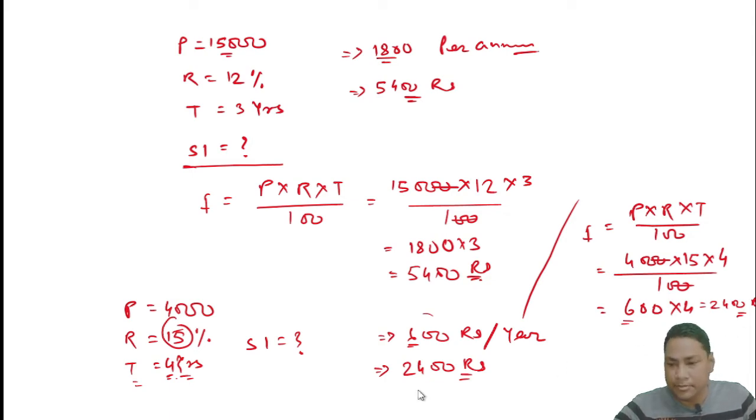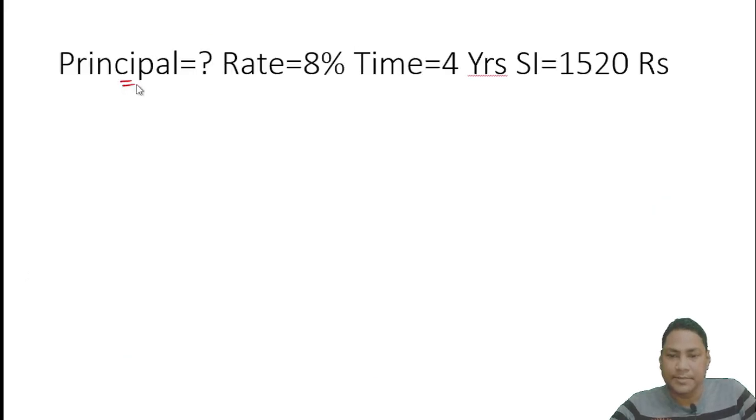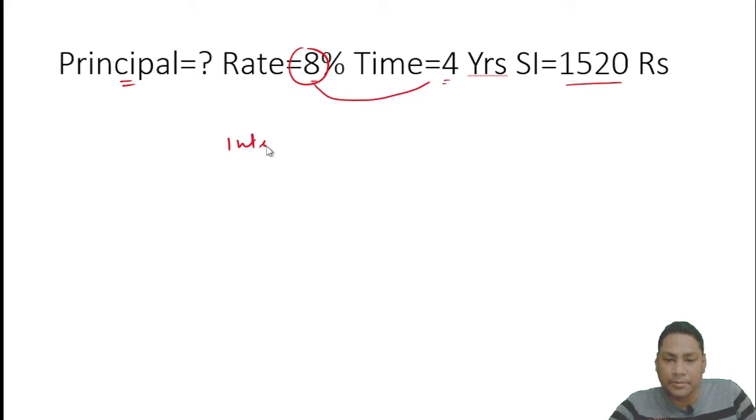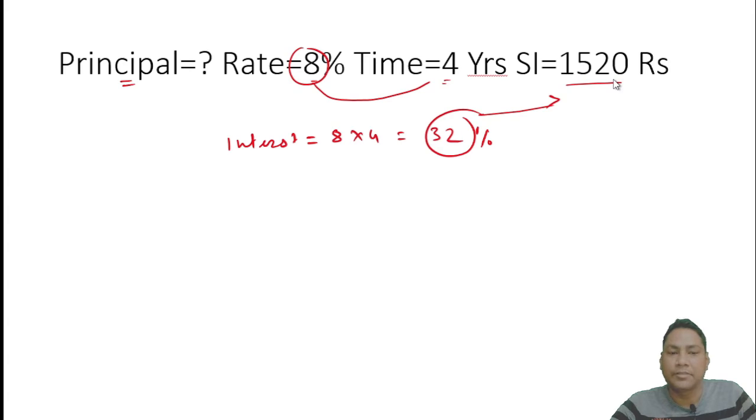So friends, these are the methods to solve this type of problems. Now let us move to some other questions also. Here they have asked the principal amount and given the rate of interest is 8%, the time is 4 years, the simple interest is 1,520 rupees. So here every year the rate of interest is 8% and the time given is 4 years, then the total interest will become 8 multiplied by 4, that is 32%. Means the 32% amount is given as 1,520 rupees.